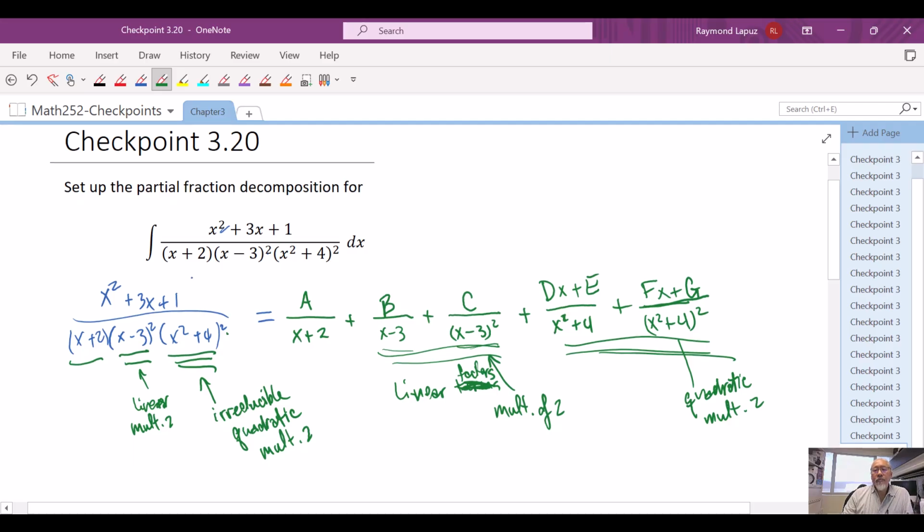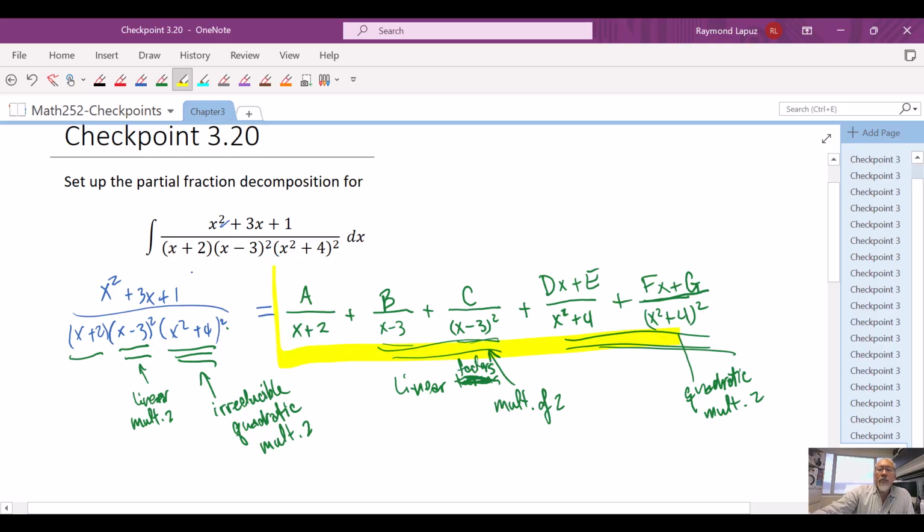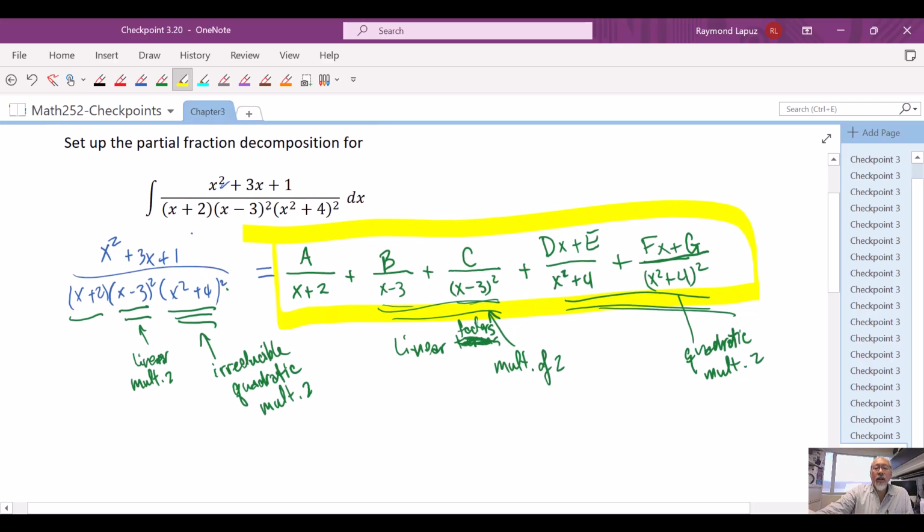All right, so I think that's it. This is our decomposition setup, and to solve for this, you would have to solve for 5, 6, 7 unknown constants, which would be a little bit of a task. And then once you do that, you would break this up into 5 integrals that you would integrate. And looking at these, the last 2 integrals, you'll probably need to break those up as well, or do some sort of substitution to make it work. But in any case, you have a lot of work to do if you were to solve for this completely. So they just asked us to set it up, so it's all set up. All right, good luck.